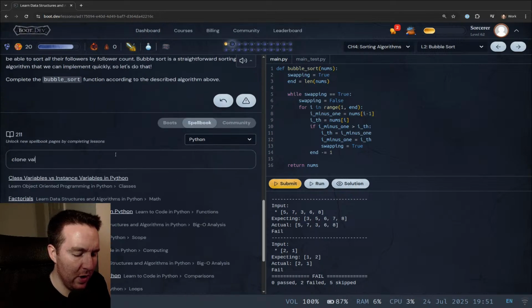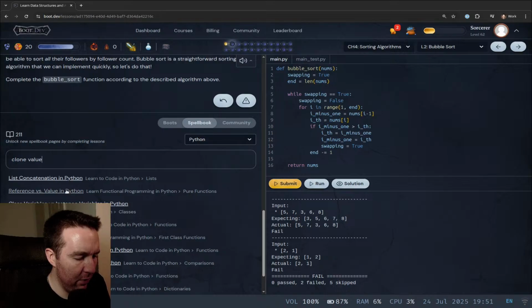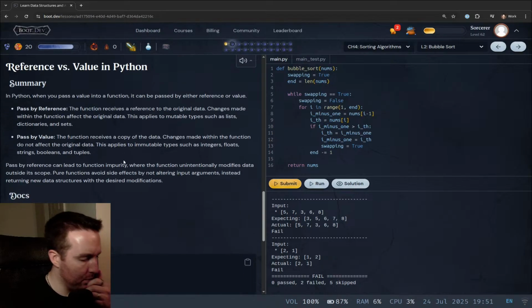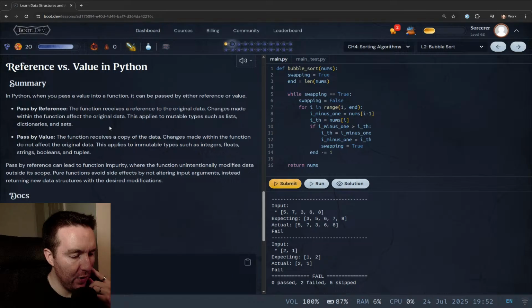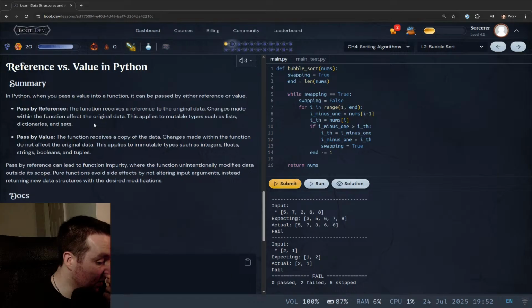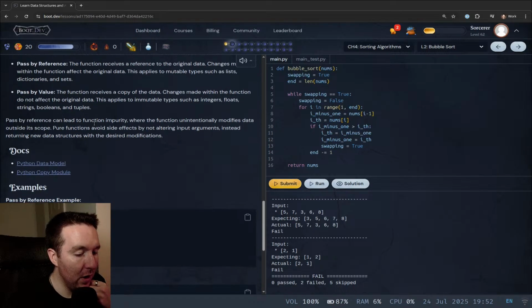So clone value or something. Reference versus value in Python. Hold on, yes, that is the thing I'm missing. In Python, when you pass a value into a function, it's either passed by reference or by value. Passed by reference, the function receives a reference to the original data. Changes made within the function affect the original data, which applies to lists, dictionaries, and sets. Passed by value, the function receives a copy of the data. Changes made within the function do not affect the original data. This applies to immutable types such as integers, floats, strings, booleans, and tuples. Pass by reference can lead to function impurity, where a function unintentionally modifies data outside its scope.